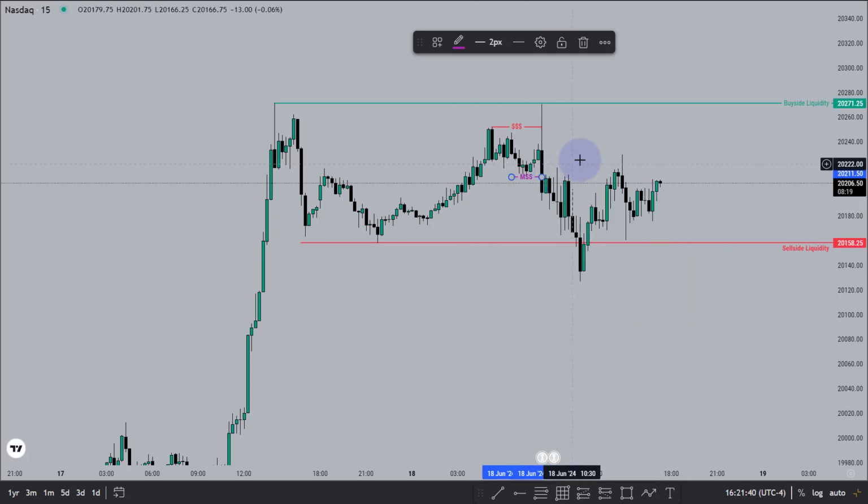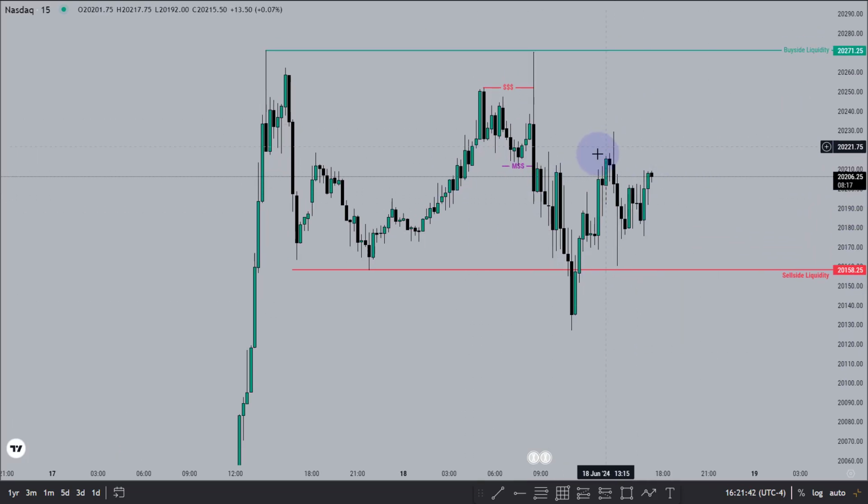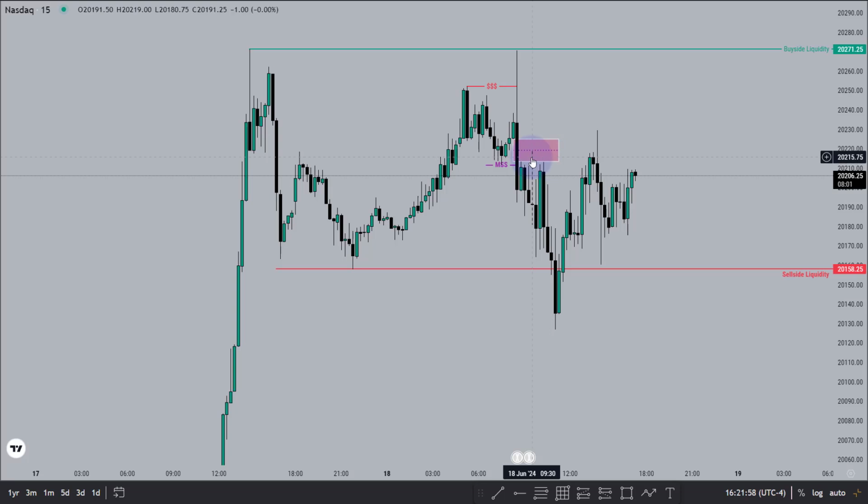After seeing this market structure shift, where is my fair value gap? Look at this fair value gap. How beautiful the fair value gap is over there. Okay, so this is the fair value gap. I will determine whether market is going to take that buy side liquidity or sell side liquidity depending on the 15-minute chart. Now you can see around 9:30, this is the 9:30 candle.